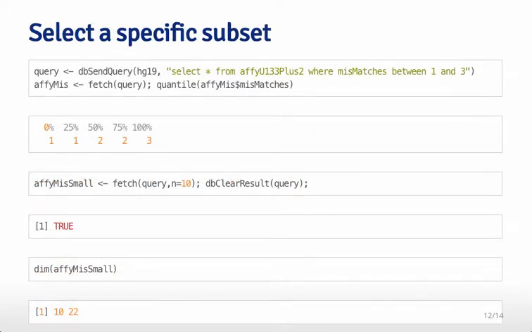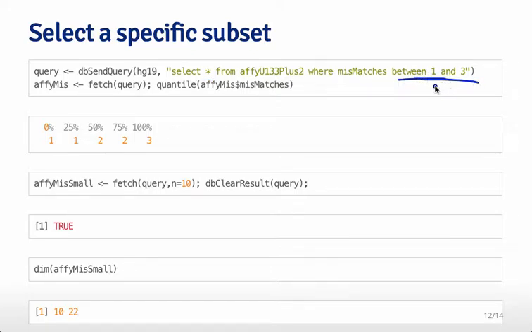One important thing to keep in mind is that often in these MySQL databases, there'll be a huge amount of data stored, and any particular table might be gigantic and might be too big to read into R. So one thing that you might want to do is select only a subset of the data. You can do that with the db send query command. You say db send query, and you give it the database again, and then we send it a different MySQL command. The MySQL command here is select star, so it's going to select all the different observations from this table, the AFI U133 plus 2 table, where the mismatches variable, remember that's one of the columns in that data set, is between 1 and 3.